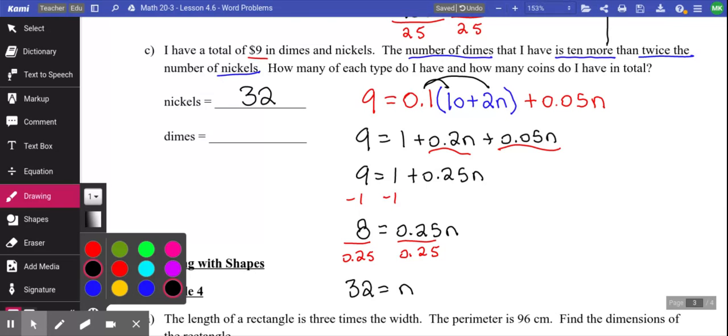Awesome. The number of dimes I have. Well, the question told me the number of dimes is 10 more than twice the number of nickels. So 10 more than twice the number of nickels, which we now know is 32. If you put that in your calculator, you'll get 74 dimes.